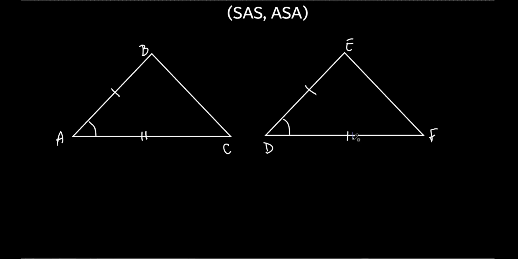And then if I can show this, I don't have to show all 6 things. All I have to know is 3 of the things. This side, this angle, and this side equaling the same corresponding side, the same corresponding angle, and the same corresponding side. If I know just that information, I don't know anything about B and E, I don't know anything about angle C and angle F. I don't know anything about the length of BC and EF. All I know is this information. That's enough information in order to say that those triangles are congruent.